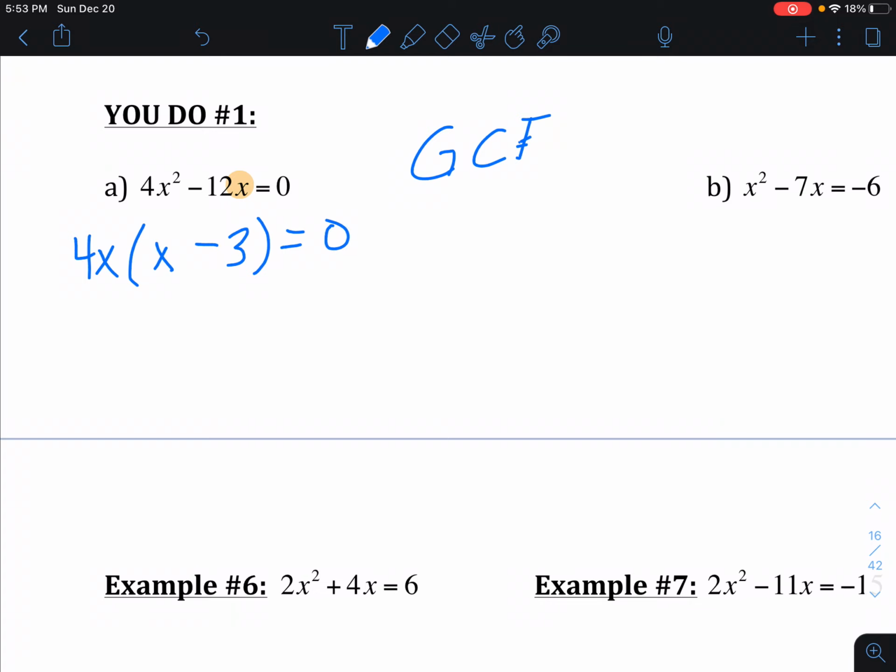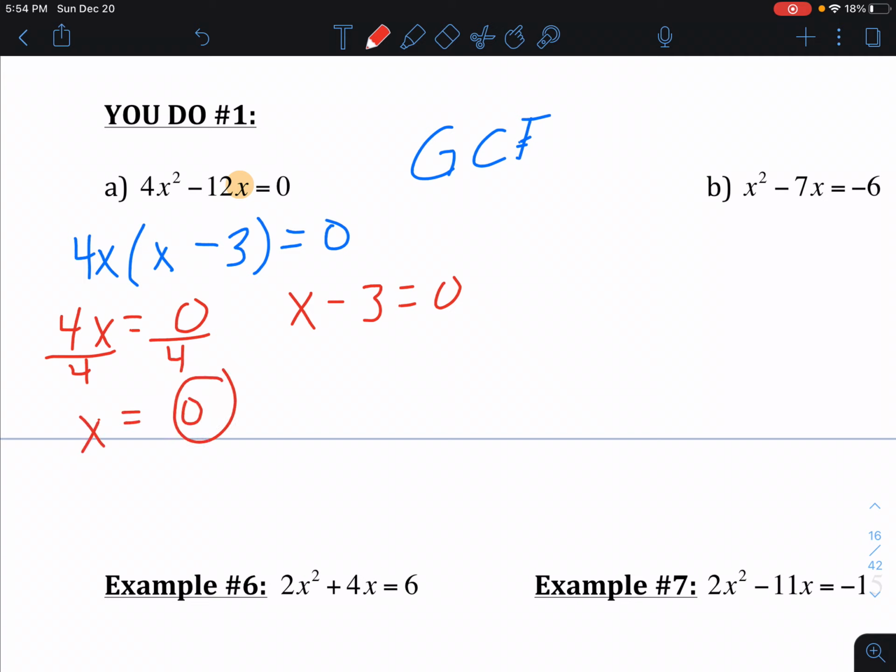So now we have our two factors. We're going to set them each equal to 0, make our two equations, and we're going to solve each of those. Your first one, you would divide by 4, so x is 0. Your second one, you would add 3 to have x is 3.